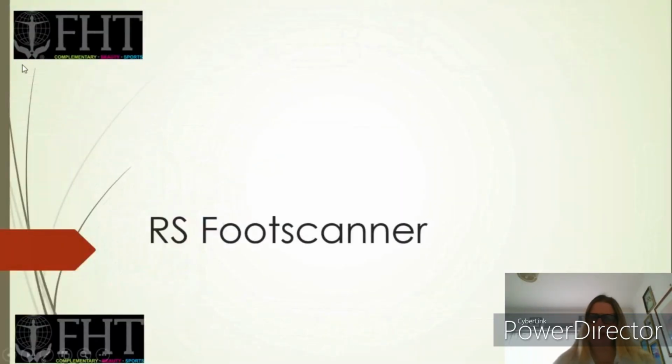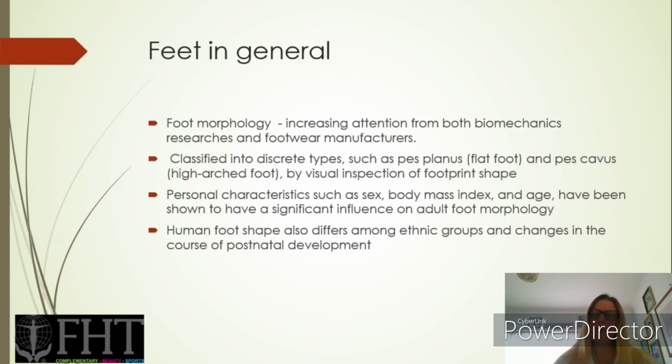So I talked about changes with gait with injury, plus I've introduced our case study of our golfer. Now I'm going to talk about the RS FootScanner and how we might utilize this data to improve our golfer's performance, look for possible injuries, and biomechanical issues with the feet. So just to talk about feet in general.